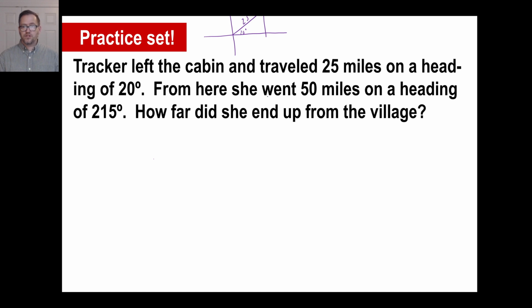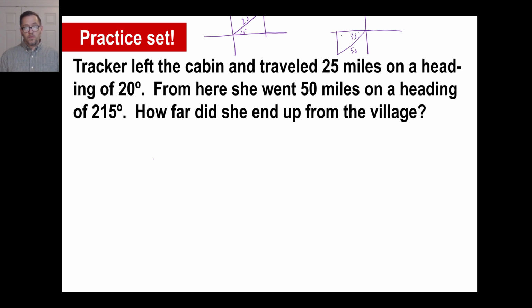Okay, from here she went 50 miles on a heading of 215 degrees. So here's our new drawing. All right, and there's 90, there's 180. How much farther does she have to go, the angle, to get to 215? She needs to go 20, and then 15 more. So here's our triangle we're going to draw. Okay, and this is 50 miles. All right, and 180 then to 215 would be 35 degrees.